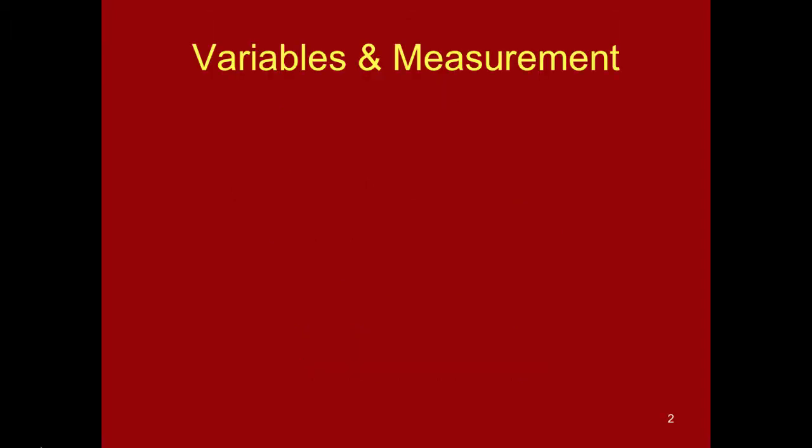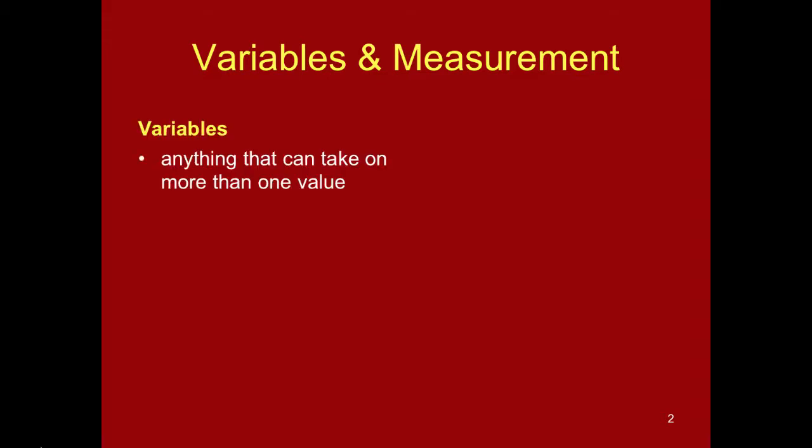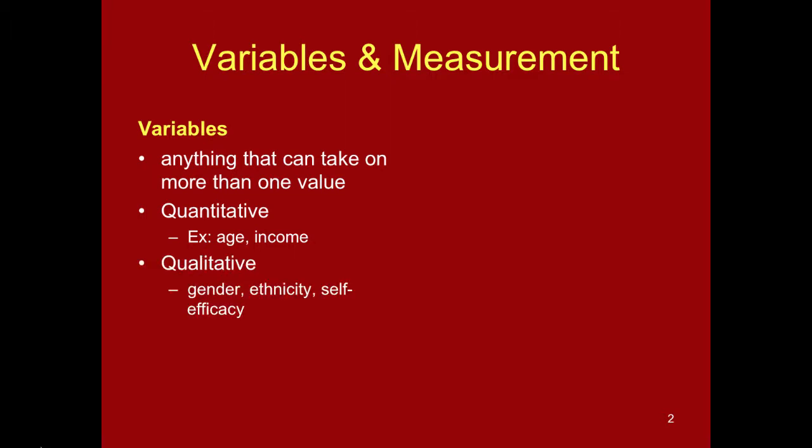Let's begin by talking about variables in measurement. How would you define these two? Variables are anything that can take on more than one value. They can be quantitative, such as test takers' age or income. Variables can also be qualitative, for example, a test taker's gender, ethnicity, or self-efficacy.